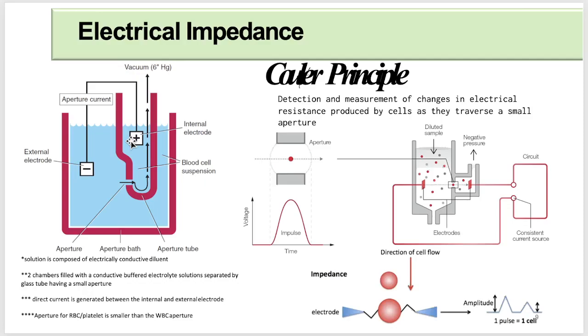So what happens? How does the Coulter principle occur? Again, the Coulter principle is the detection and measurement of changes in electrical resistance produced by the cells as they traverse a small aperture, here. So our cells produce electrical resistance when they pass through the aperture. The cells are suspended in an electrically conductive diluent such as saline, and are pulled through an aperture or orifice in a glass tube.